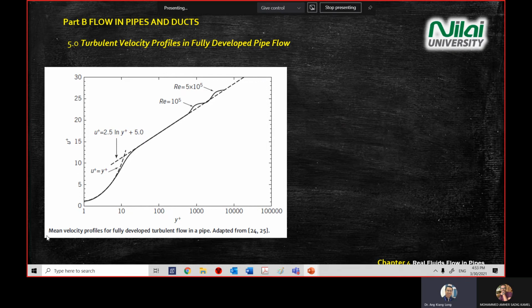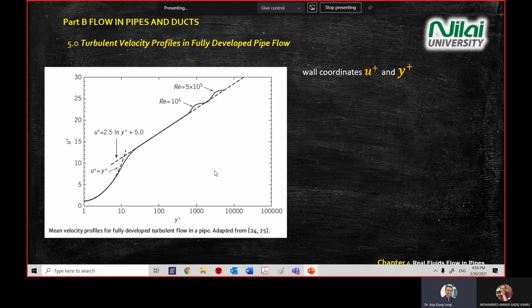Right. So this graph gives you the mean velocity profile for fully developed turbulent flow in a pipe. It is defined by the U plus and y plus constraint. As you can see from the graph here, you have two Reynolds numbers: Reynolds number 10 to the power 5, and Reynolds number 5 times 10 to the power 5 over here. Then you have a region where U plus equals y plus.